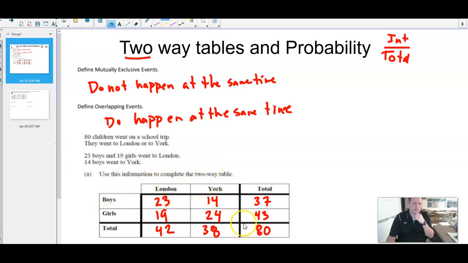So this is my two-way table. Once I've got my two-way table, I can answer a bunch of different probability questions. For example, I could ask you if I chose one of the 80 students, what's the probability?